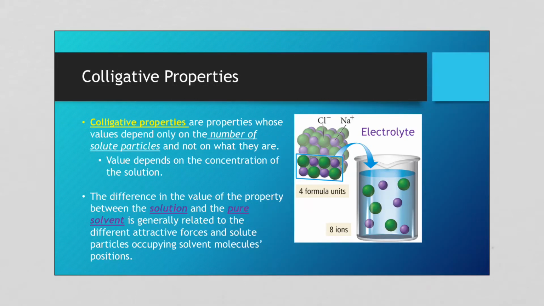Welcome back, class. Today I want to continue our discussion of chapter 14 and talk about something called colligative properties. Colligative properties are properties of solutions, and they're unique because they only depend on the number of solute particles dissolved, not what those particles are. It doesn't matter whether those particles are ions or individual molecules. It only depends on how many of them, not what they are. In other words, the value of these colligative properties depends on the concentration of the solution.